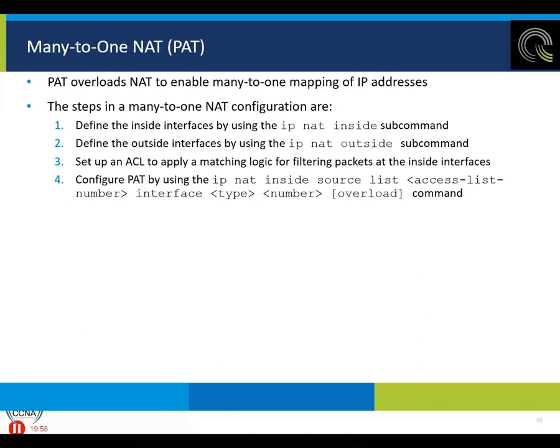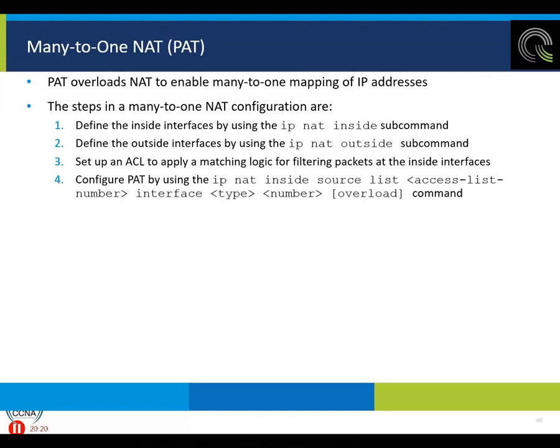So the steps here: First we'll define the interfaces inside or outside. We're going to do that when we get to the next slide, which is just going to be the picture of the thing that we just saw. Second, set up the access control list. Kind of mentioned that a little before. Who can get these addresses? And that's what the access control list is.